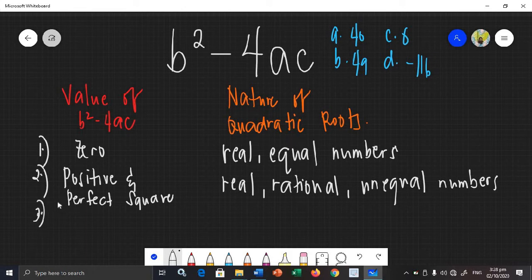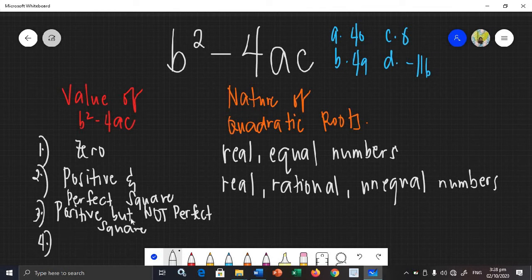Next, number 3, kapag naman positive but not perfect square. Sorry, lumiit. Yan, pag positive but not perfect square, the nature of quadratic roots are real, irrational, and unequal numbers.